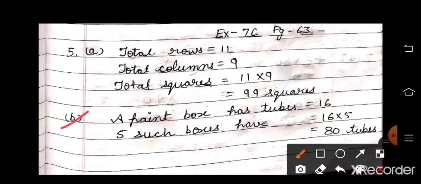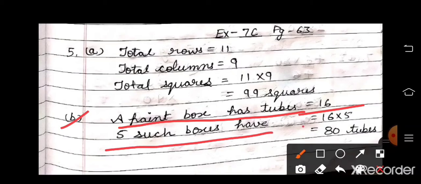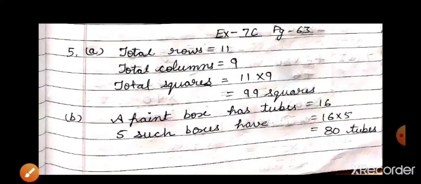Okay. Now the B part. A paint box has 16 tubes of paints. How many tubes will 5 such boxes have? So for it, a paint box has tubes equal to 16. 5 such boxes have 16 multiply 5. Total 80 tubes. Okay, so multiplication will be there. The answer will be 80 tubes.